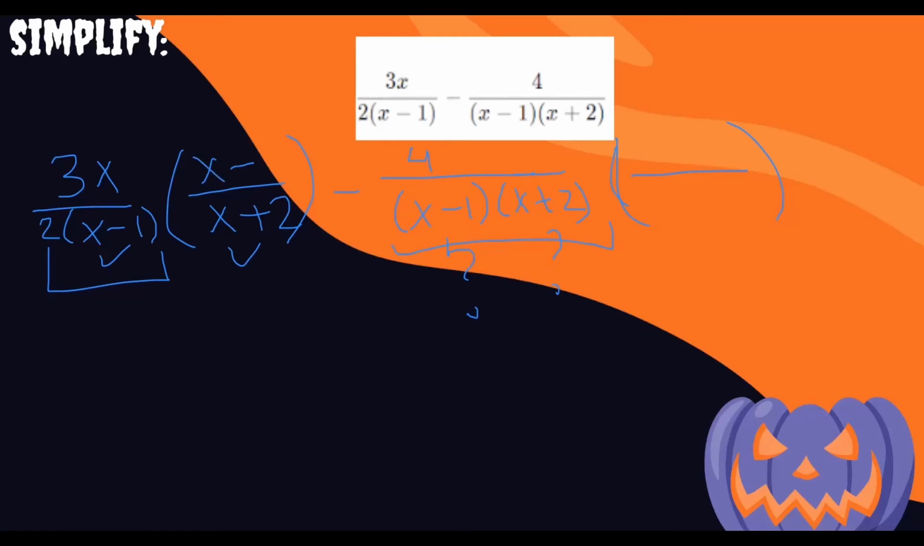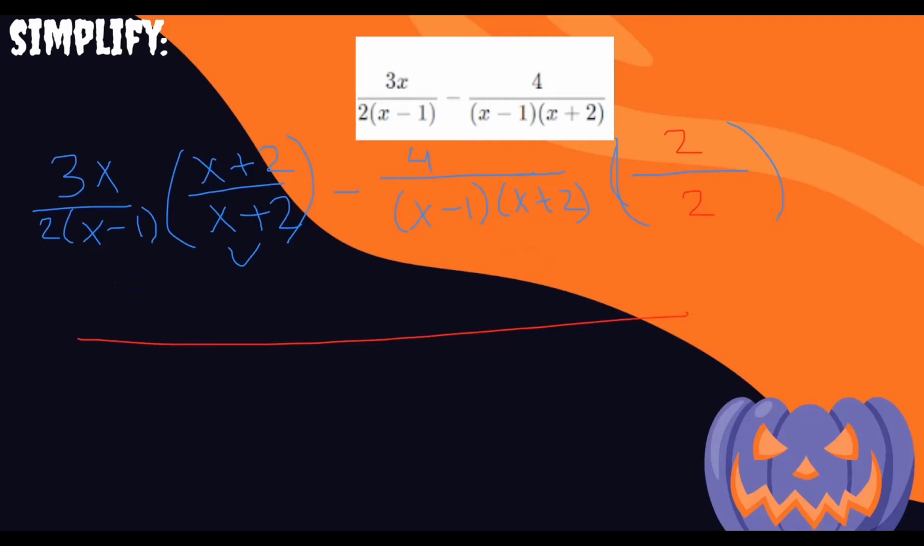Whatever you multiply the bottom by, you should multiply the top by the same thing. Now you look at this part and ask yourself, what should I be multiplying this part by so that it has whatever this part has? Do you have x minus 1? Check. Do you have 2? No, I don't. So you multiply the bottom by 2, and you multiply the top by 2, right? Now, if you take a look at that denominator, what did you just do? You created the common denominator.